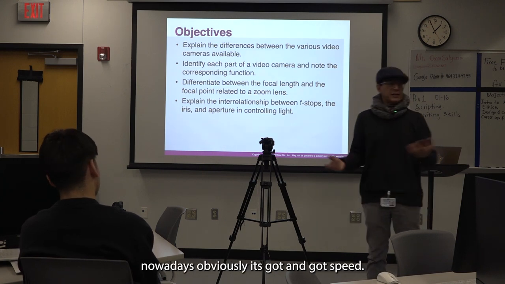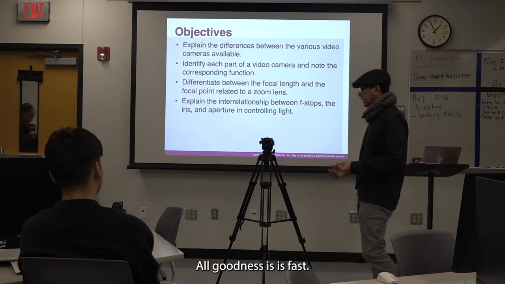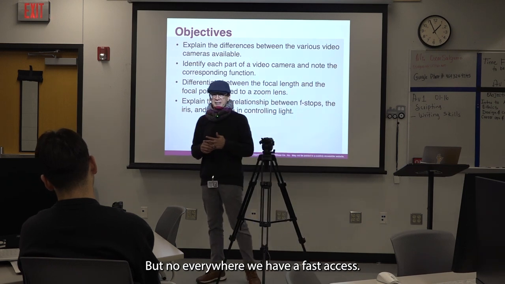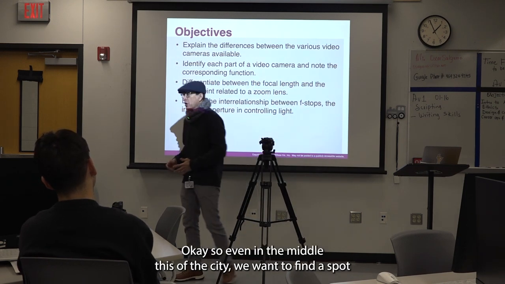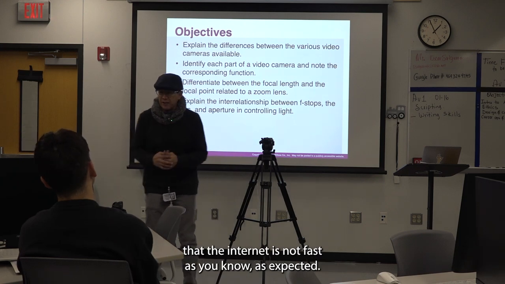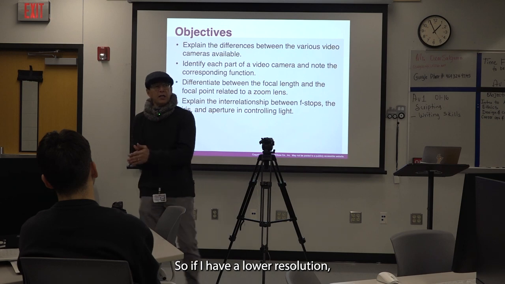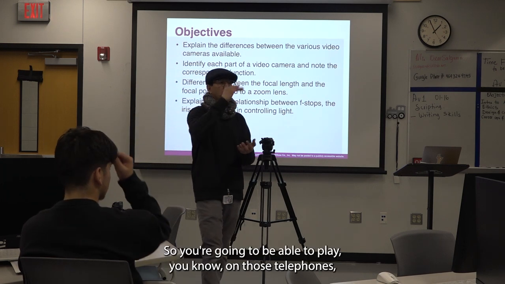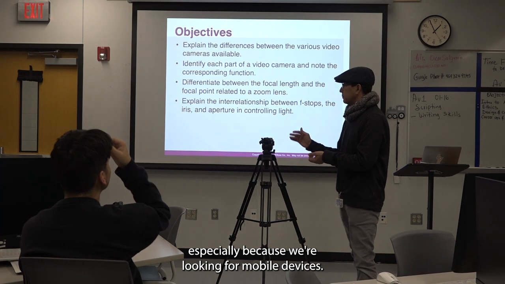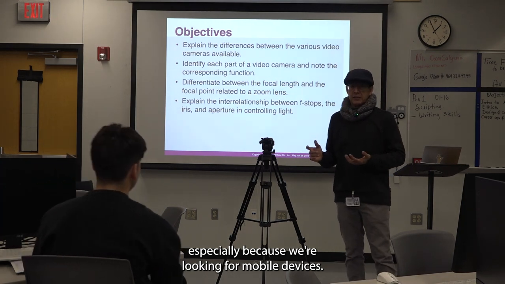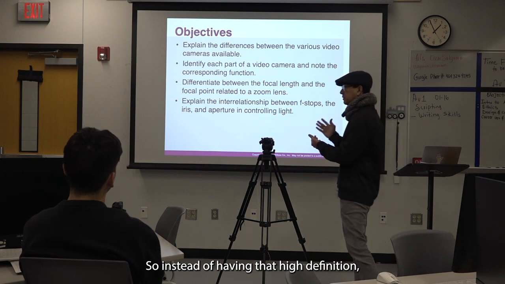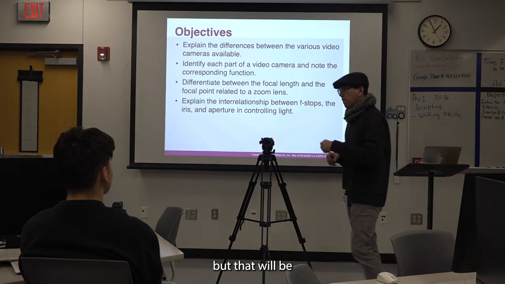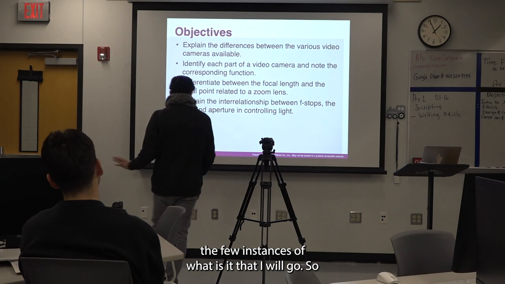The internet speed nowadays, obviously, is good. It got speed. Oh, goodness. It is fast. But not everywhere do we have fast access, okay? Even in the middle of the city, we can find spots where the internet is not as fast as expected. So if I have a lower resolution, my video is still going to be able to play, especially on those telephones, because we're looking at mobile devices. So instead of 1080, I can go 720, and the internet will be good. Those are a few instances of why I would go that way.